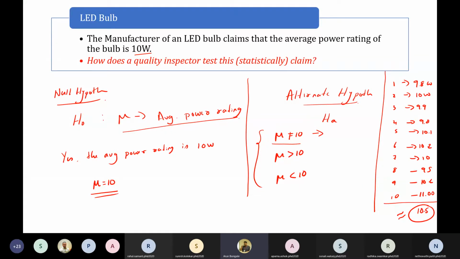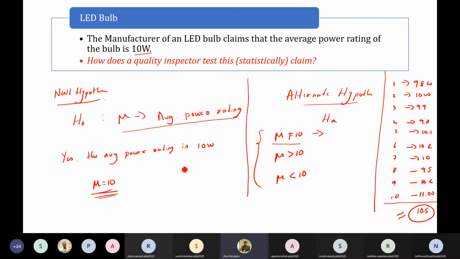Now if I am an end user, and I want to buy this particular set of bulbs for my business or my college or my house, how do I check it? I'll check whether it is 10 watts, whether the claim of the manufacturer is right or wrong. If I analyze it in depth, or think logically here, it will be better for me if it is 10 watts. If it is 10 watts, I am okay with that.